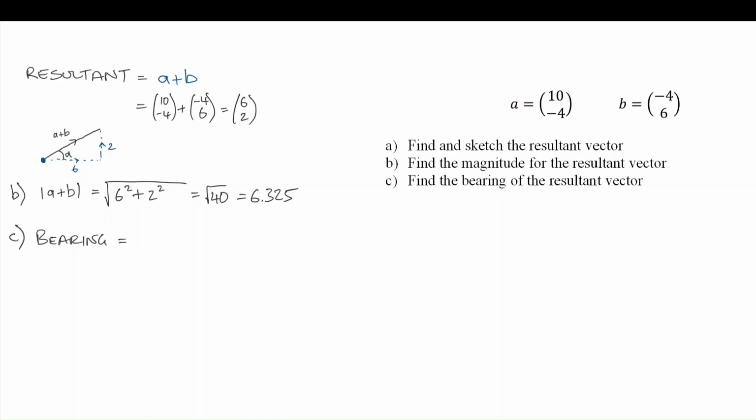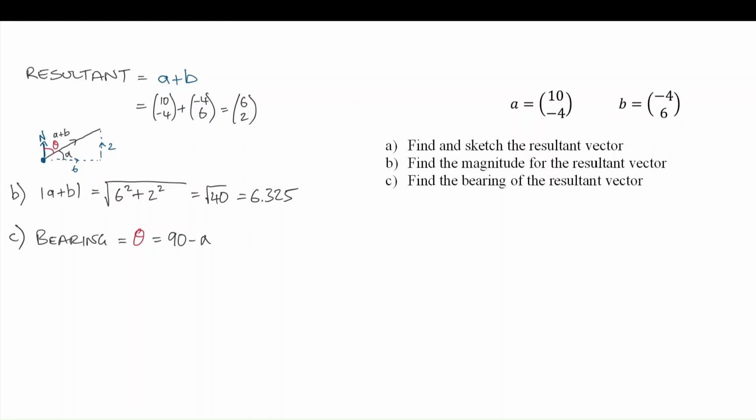In part C, we're asked to find the bearing of the resultant vector. Well, a bearing is an angle measurement, but a specific one. If we started from north and then we rotated clockwise until we got to the same direction as the vector. So that's this red angle that I've marked out. And I hope you can see that theta plus alpha would be 90, which means that theta is 90 minus alpha.